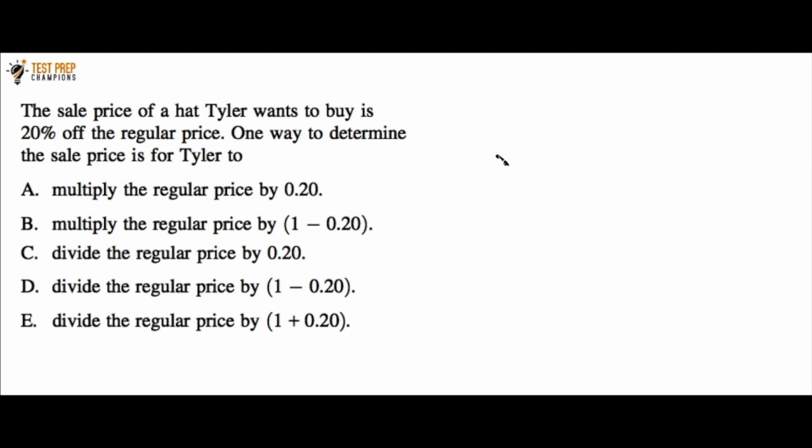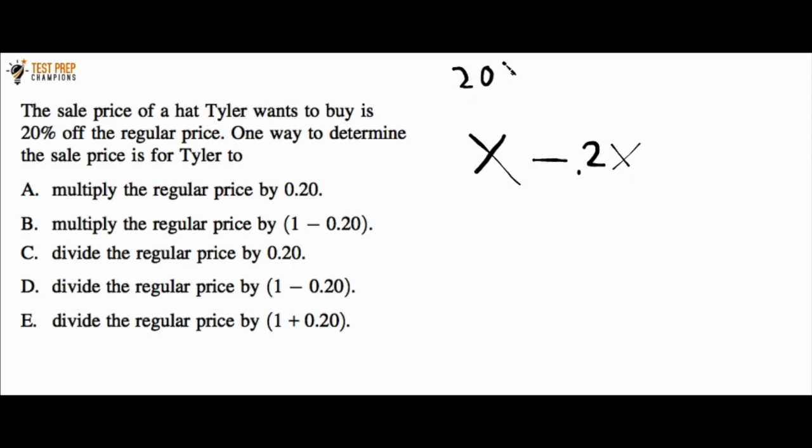Okay, so like many questions in math, there's more than one way to think about this question. But basically, let's let x represent that regular price. We don't know what the regular price is, but let's just let x represent it. And to figure out how much Tyler's going to pay, if it's 20% off, you would do x minus 0.2 times x. Let me break down why I'm doing this.